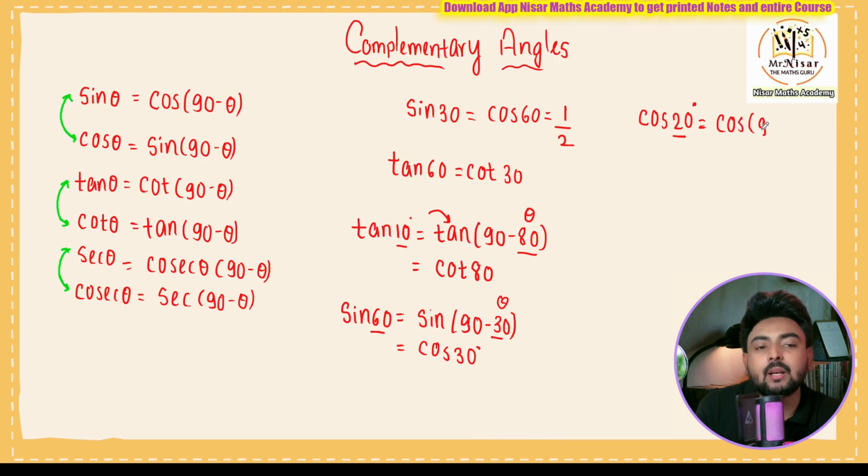It's cos of 90 minus 70 degree. First you have to write it in the form of 90 minus theta. So 90 minus 70 is 20. Now cos of 90 minus theta becomes what? Sin theta. So can I say that it is sin theta, where the theta value is 70? So this is our answer.